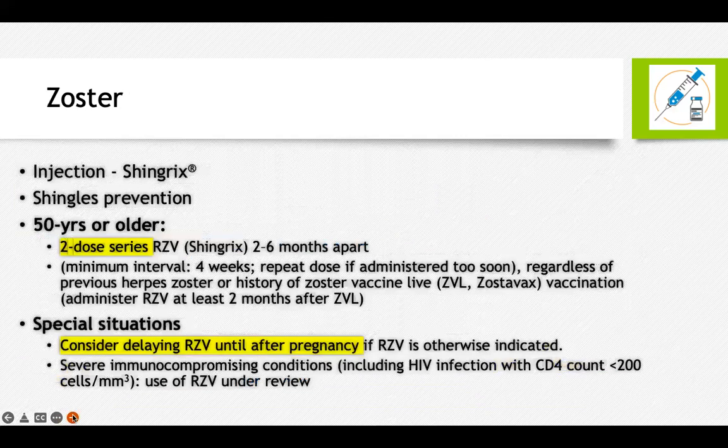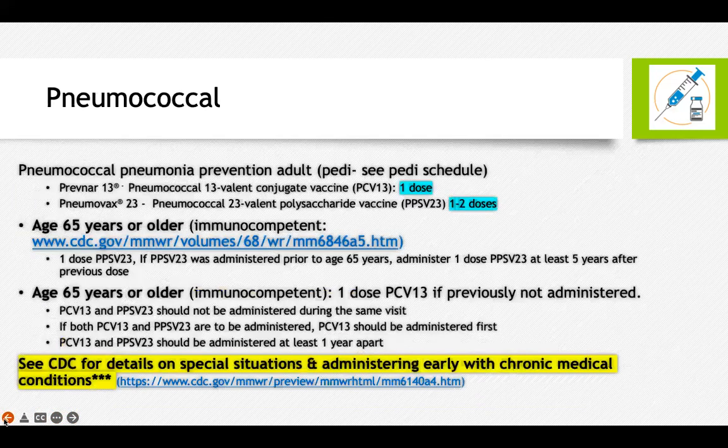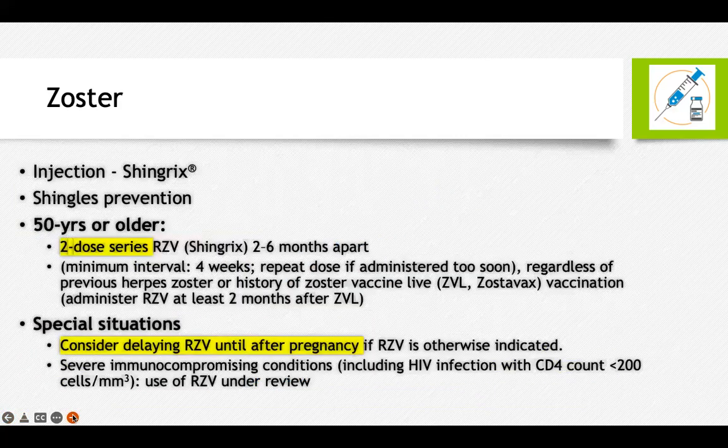chronic medical conditions. Okay, so the zoster, the Shingrix, we want to prevent shingles, right? So in 50 years or older, you're getting the 2-dose series of the Shingrix, 2 to 6 months apart, okay? Special situations, you want to consider delaying this RZV until after pregnancy. All right, so remember, shingles prevention starts 50 years or older. That's when you're getting your shingles vaccine. It's important to be conscious of the ages in terms of vaccines because that's how you know it's going to be covered. So 65 or older, we're looking at pneumococcal pneumonia. 50 years or older, we're looking at prevention of shingles.